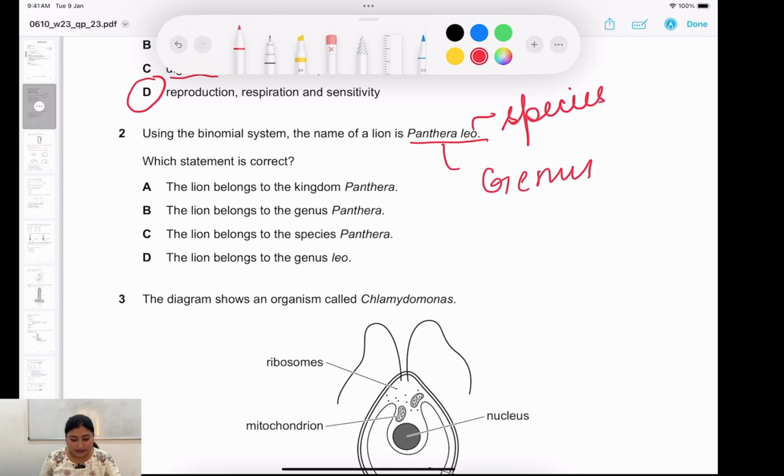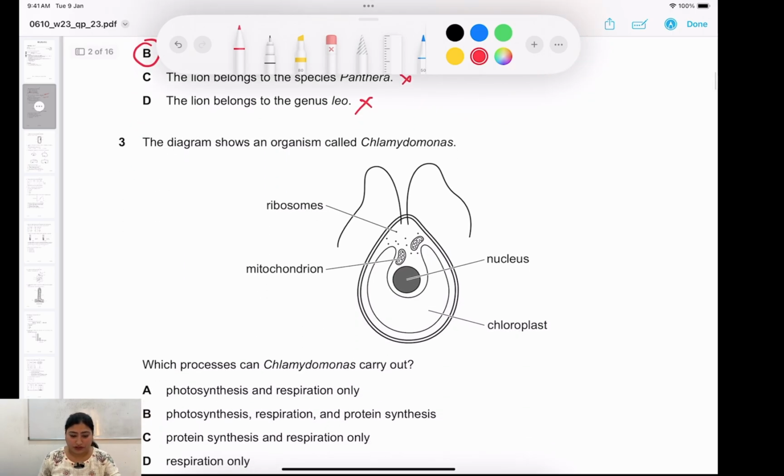Which statement is correct? The lion belongs to the kingdom Panthera? No. The lion belongs to the genus Panthera? Yes. And the lion belongs to the species Panthera? No. The lion belongs to the genus Leo? No. So the correct option here would be B. Okay. Now moving on to question number 3.